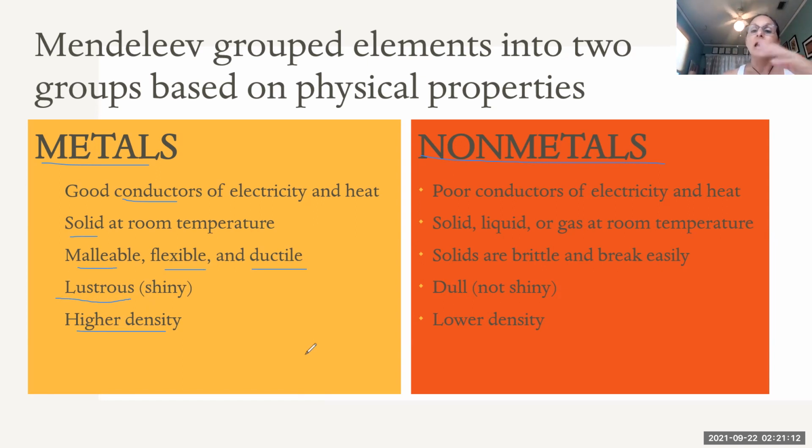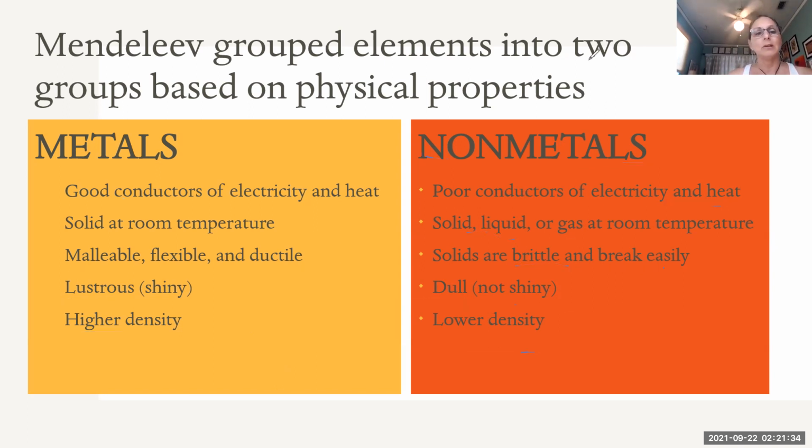Nonmetals are not like metals. They are poor conductors of electricity and heat. They are typically a solid, liquid, or a gas at room temperature, so they can be any of the three states. They are typically brittle and break easily. They are not shiny, they're dull, and they have a lower density. So you can see it's like opposites here, right? Those were the two basic categories.